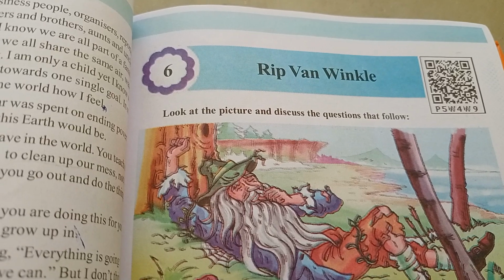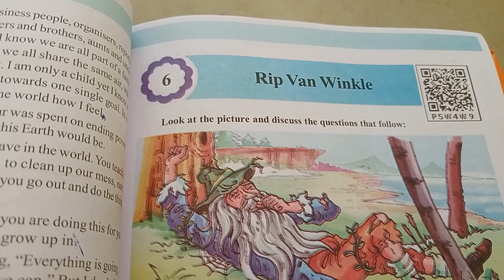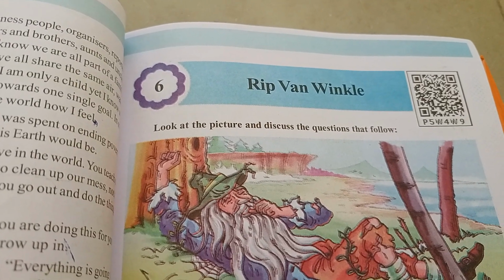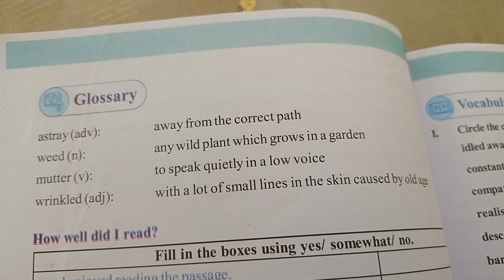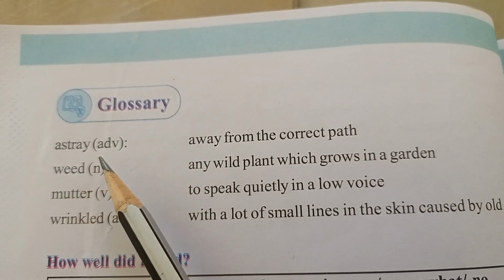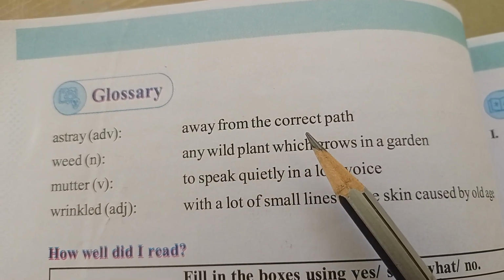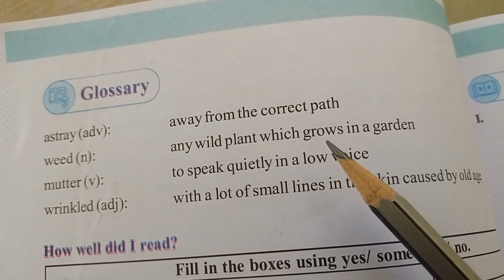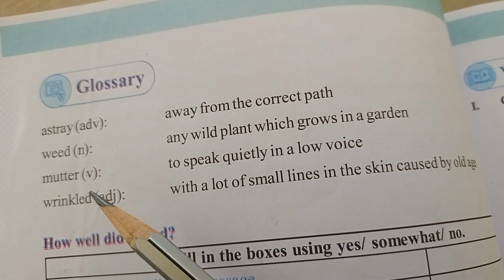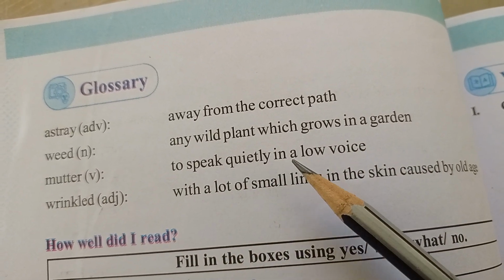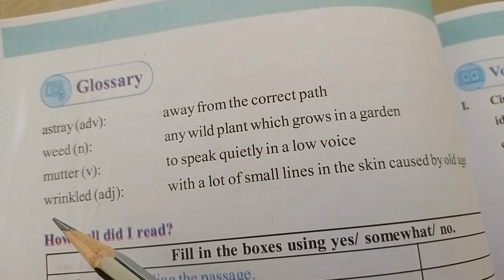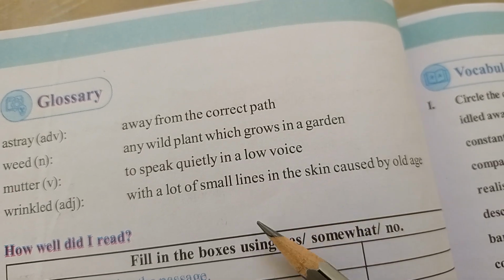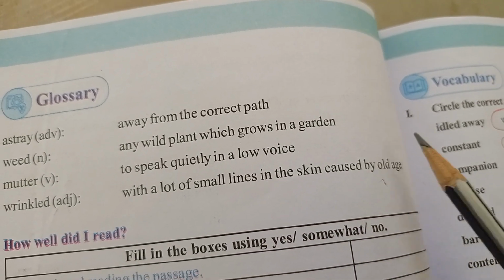Now I am going to read the vocabulary part of the lesson Rip Van Winkle from 6th class English textbook. Glossary: astray, away from the correct path. Weed, any wild plant which grows in a garden. Mutter, to speak quietly in a low voice. Wrinkled, with a lot of small lines in the skin caused by old age.